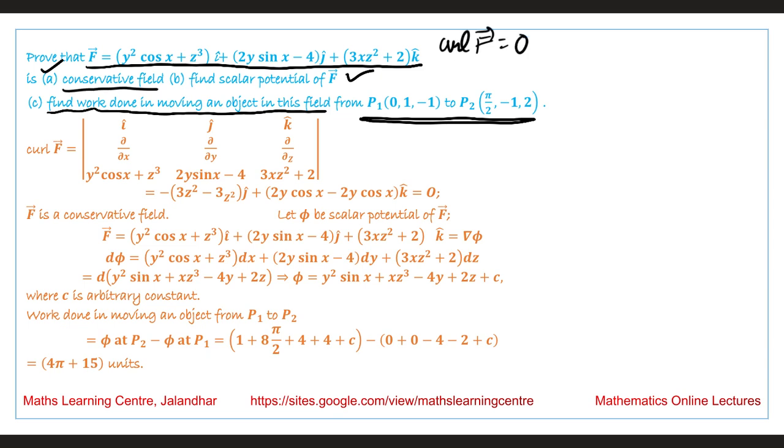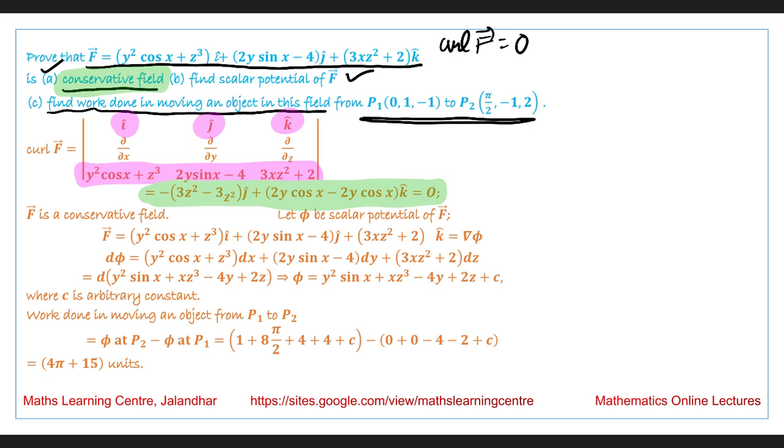These calculations are shown over here. We have calculated the curl. This is i, j, k, and these are the components of F vector. When you open this determinant, you will obtain the value in this form, and the answer is equal to 0 vector. So we are saying that the curl of this vector is equal to 0, that is, this F vector is a conservative field.